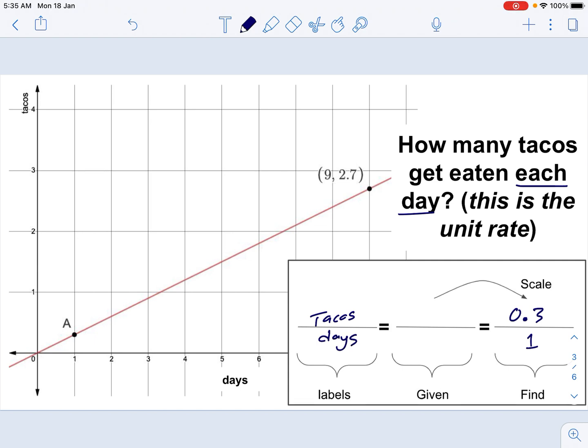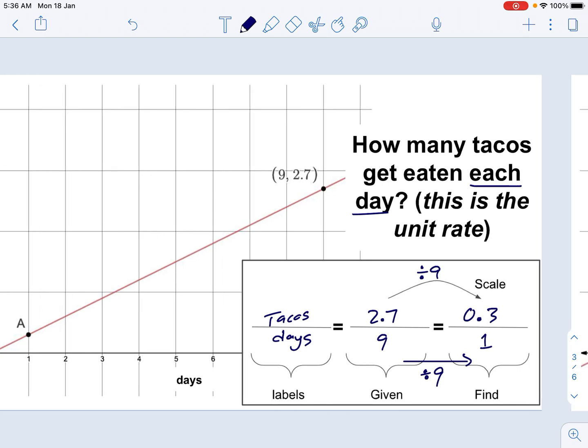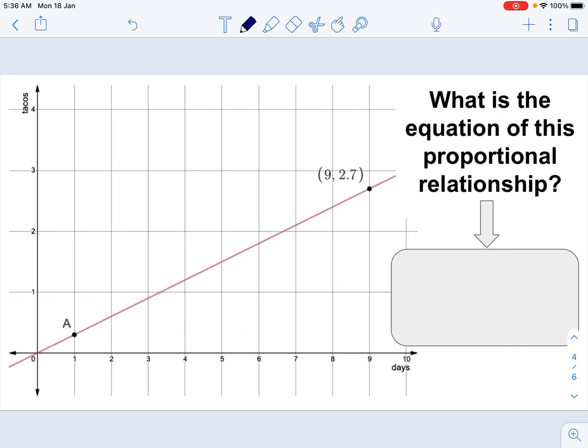All right, and then same piece of given information. It's 2.7 tacos in 9 days. This is probably a little bit easier to see, like how do I go from 9 to 1? Instead of thinking about it in terms of multiplying, I would probably just think, well, I'm going to divide by 9, which means I need to divide 2.7 by 9, and that's where I get my 0.3. So that's the unit rate in this problem, which is going to help me out in the next question. So the next question: what's the equation of this proportional relationship?